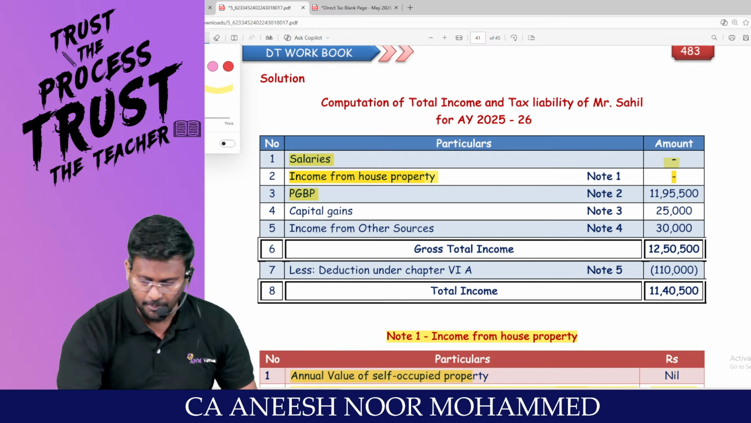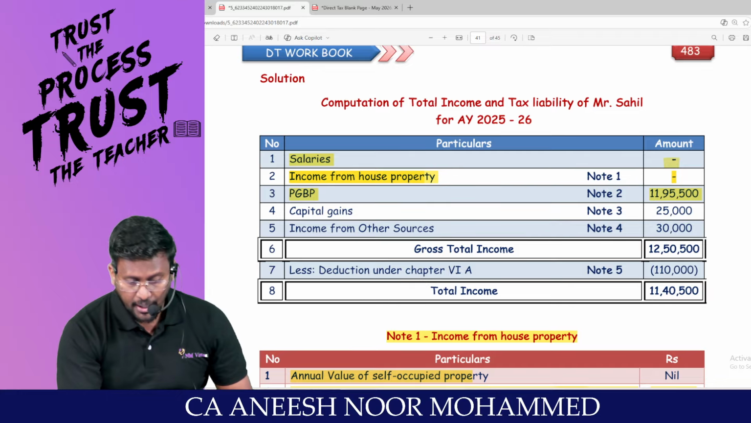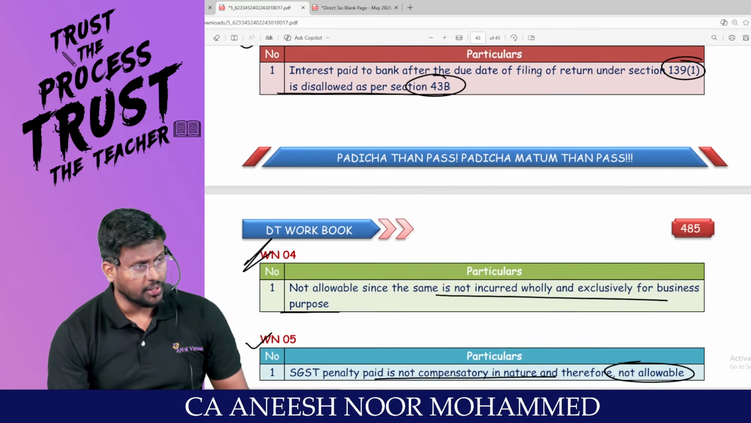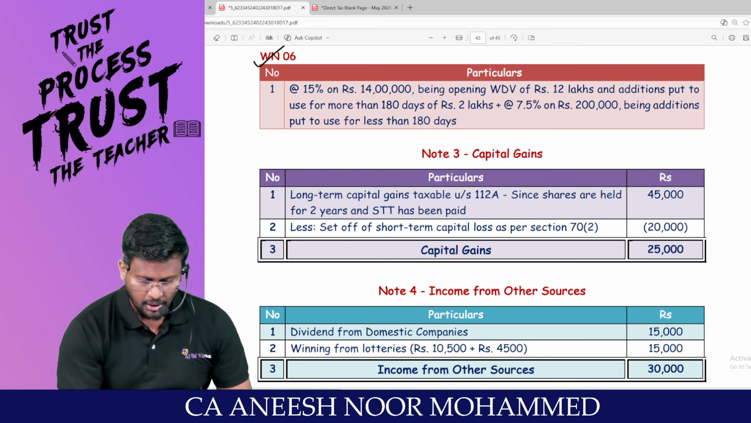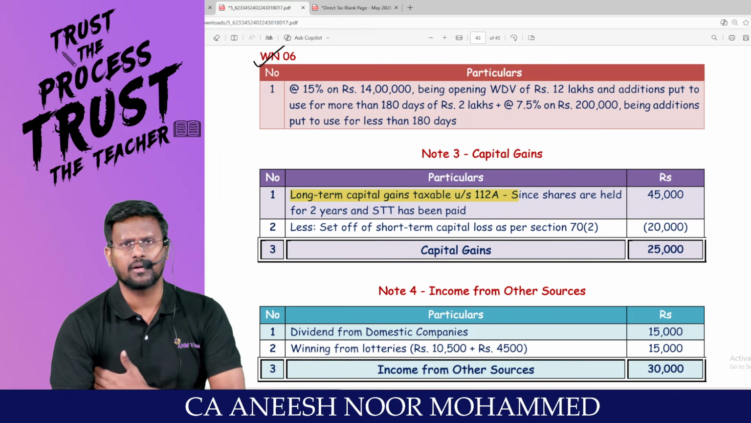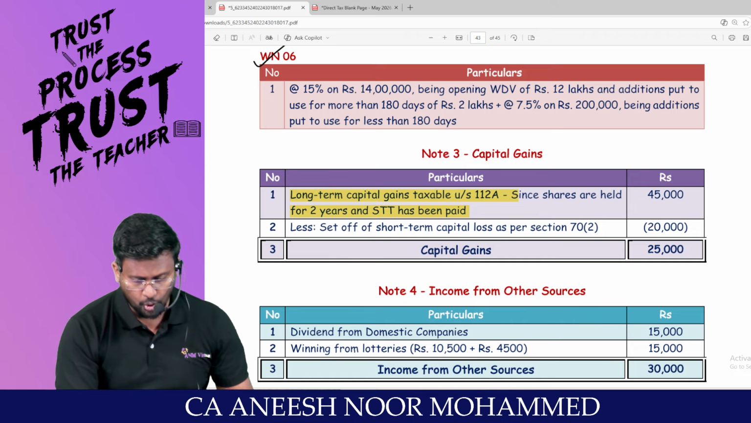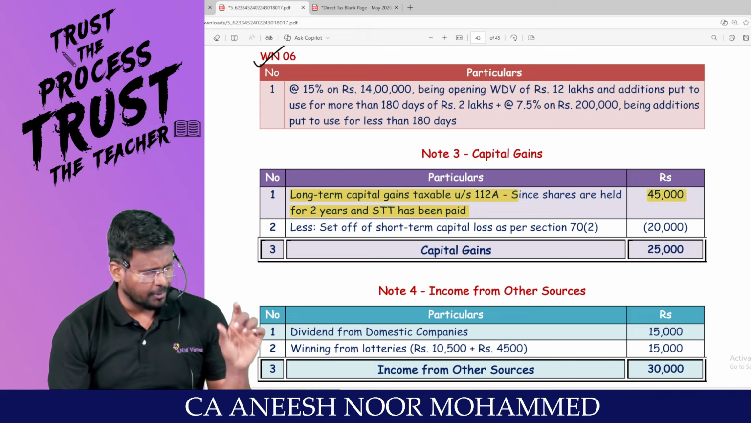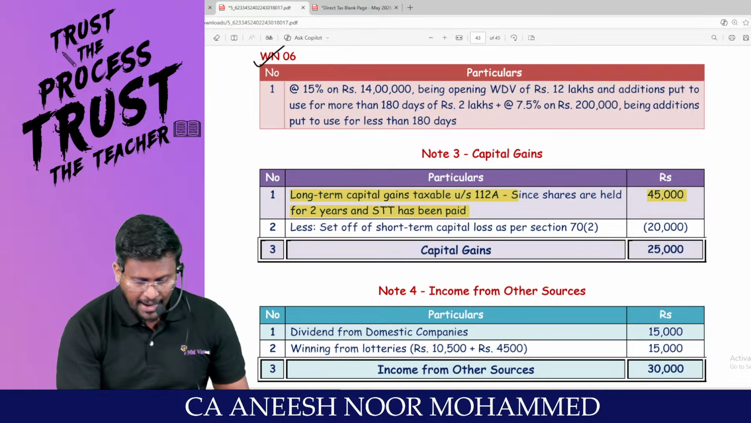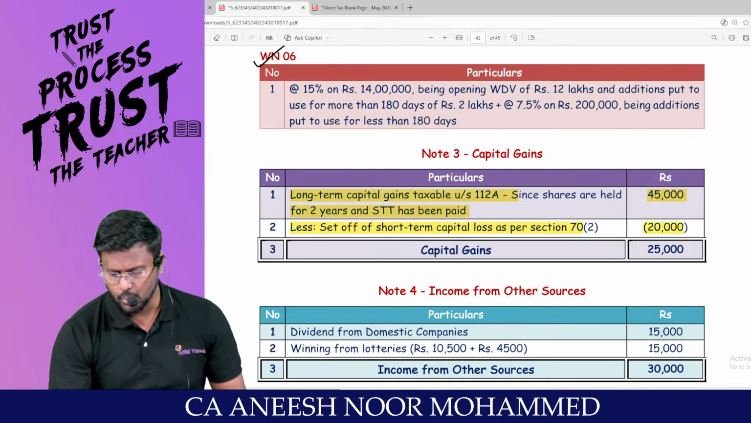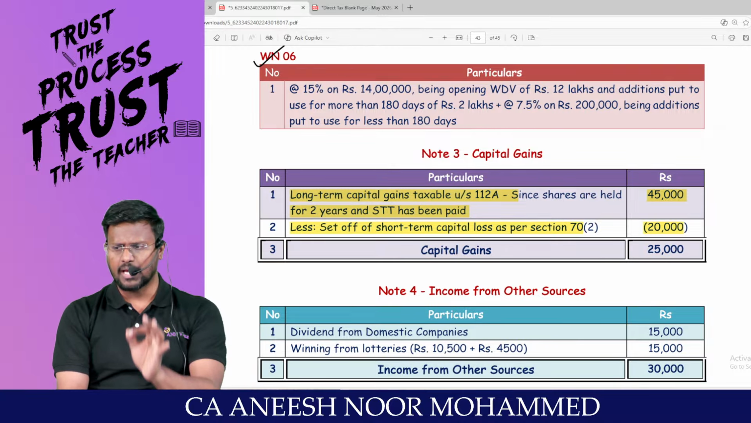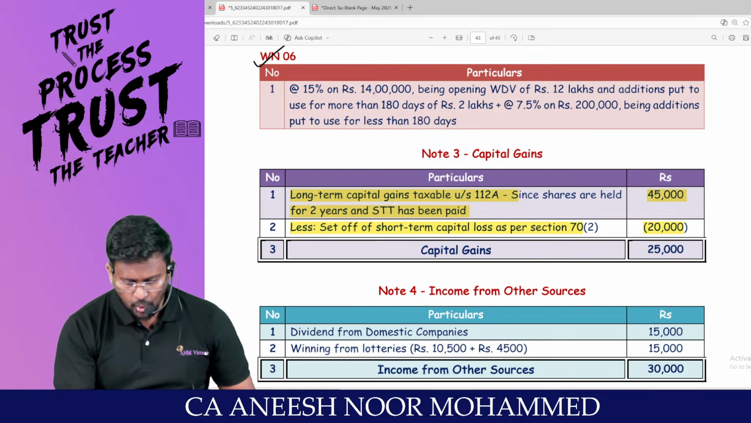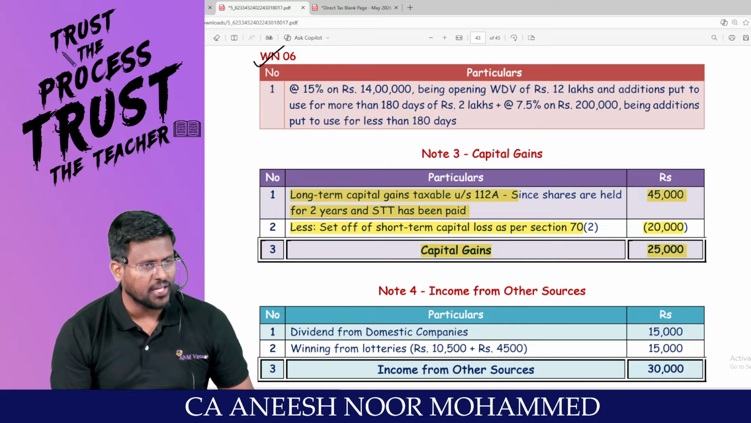11,95,500 is the PGBP. Can I come to the capital gain? We are having short-term capital gain and short-term capital loss, long-term capital gain and short-term capital loss. Long-term capital gain is taxable under 112A. Since the shares are held for 2 years and STT has been paid, 45,000 will be taxable under 112A. And set off of short-term capital loss 20,000, because short-term capital loss can be set off either against short-term capital gain or against long-term capital gain. So the taxable capital gain will be 25,000.